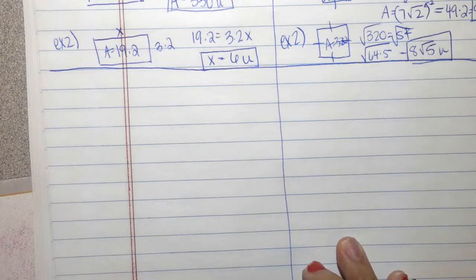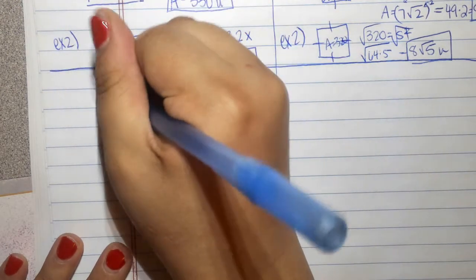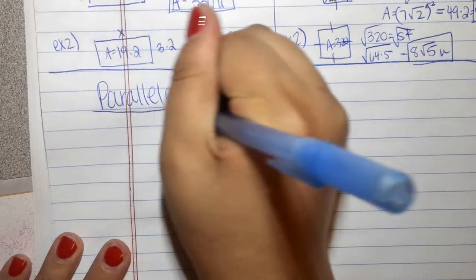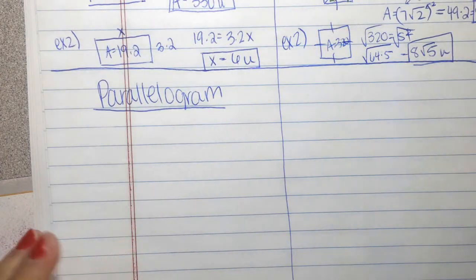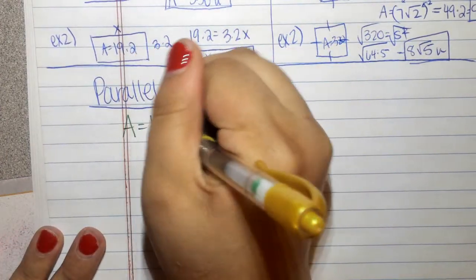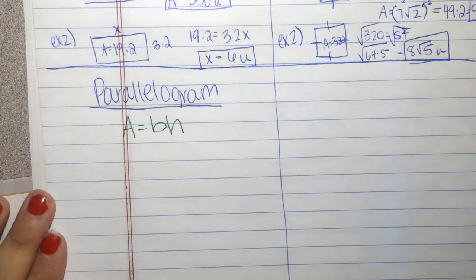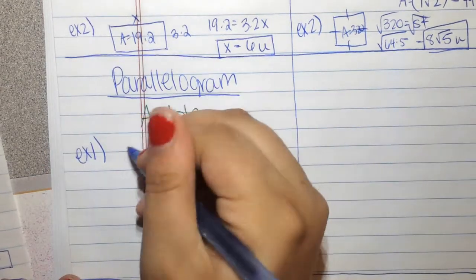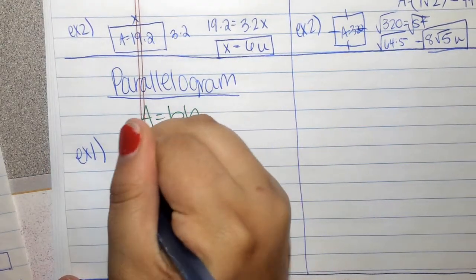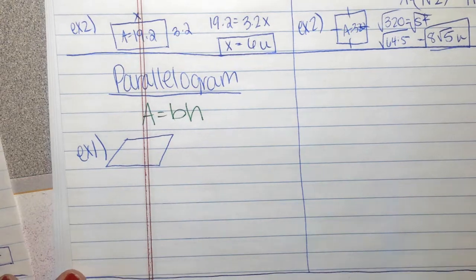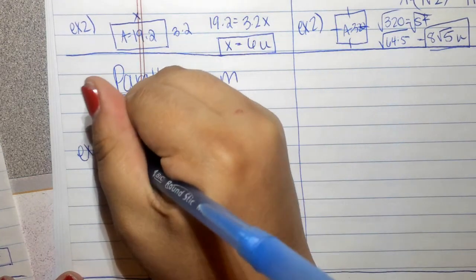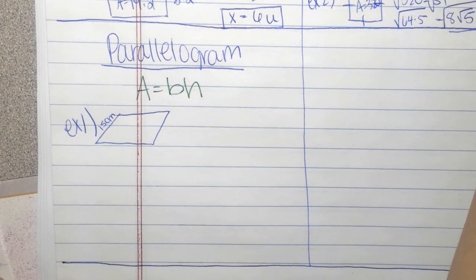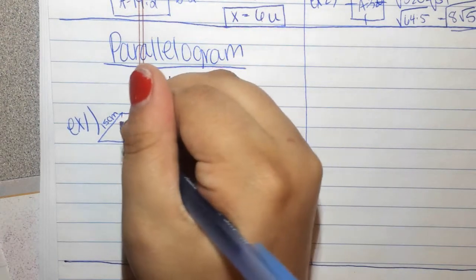Alright, next thing we are going to talk about is a parallelogram. So a parallelogram is base times height. And we are going to do example 1. I'm not very good at drawing parallelograms, so I apologize.